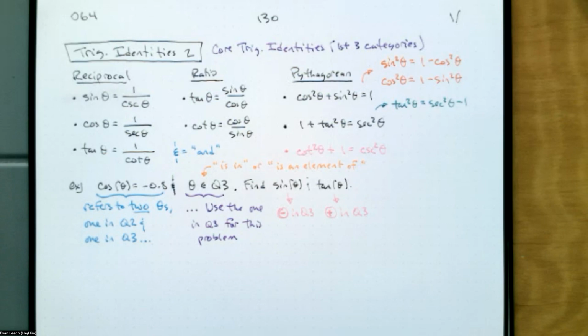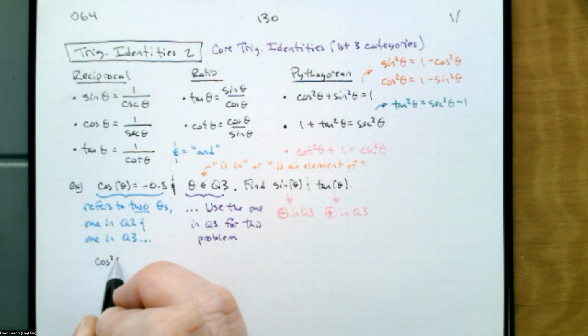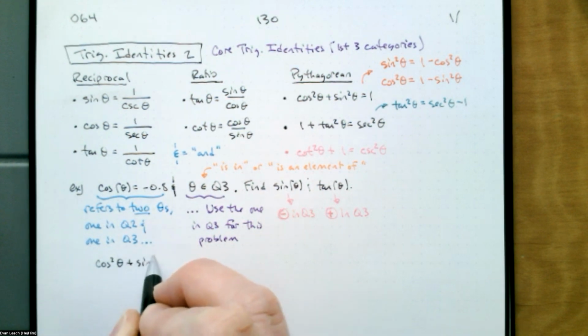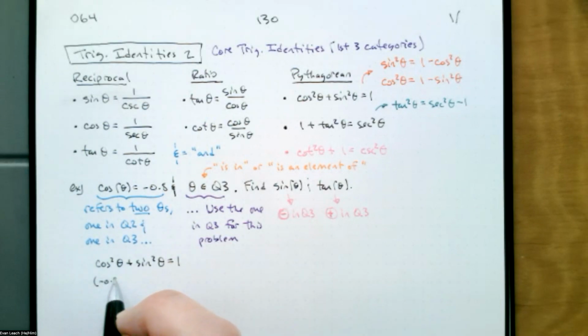So the standard operating procedure for Tuesday was to look at this information and use an identity. So use the cosine squared plus sine squared equals 1 to get the sine. I'm just going to write it out. Cosine squared theta plus sine squared theta is equal to 1. And I'm going to plug in -0.8. Then I could use this to solve for the sine of theta.